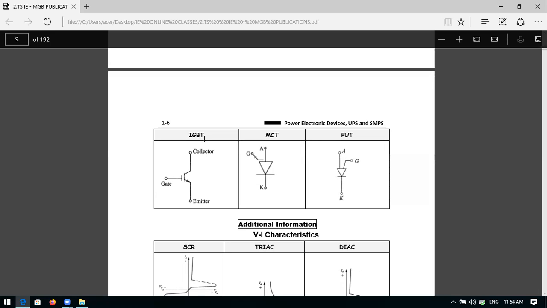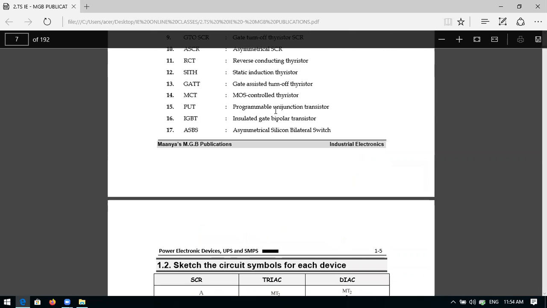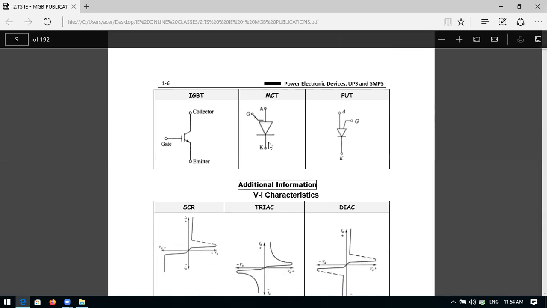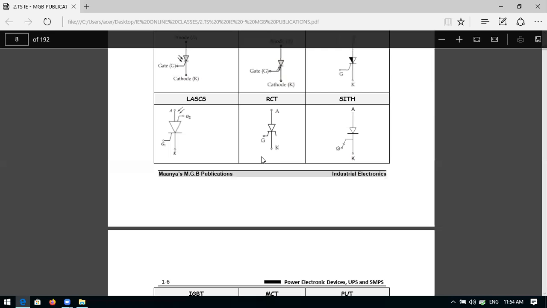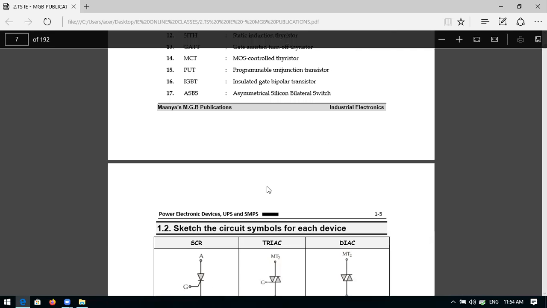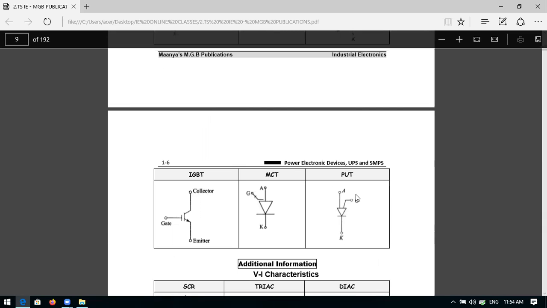Next, what is the MCT? MOS controlled thyristor. MCT, MOS controlled thyristor. The symbol is like this. What is the PUT? Programmable unijunction transistor, PUT.